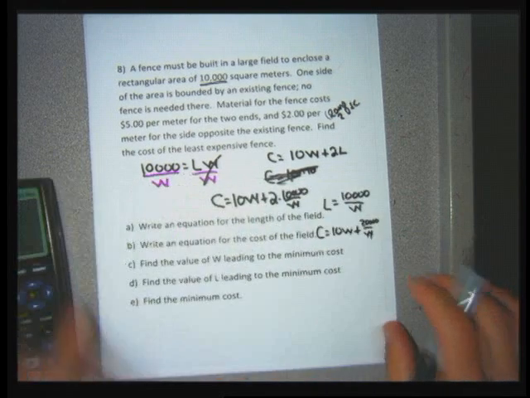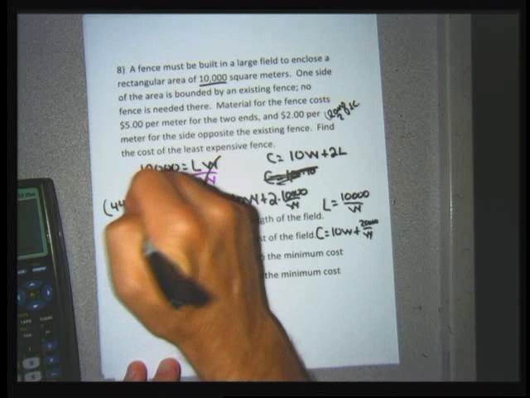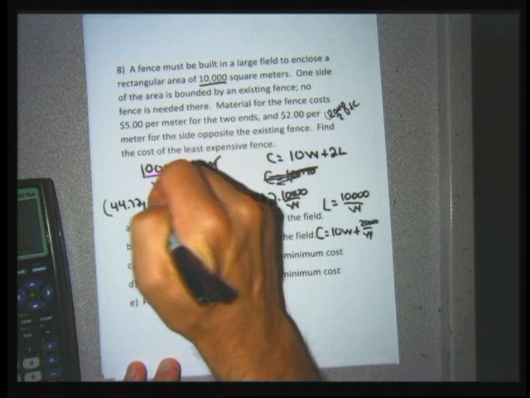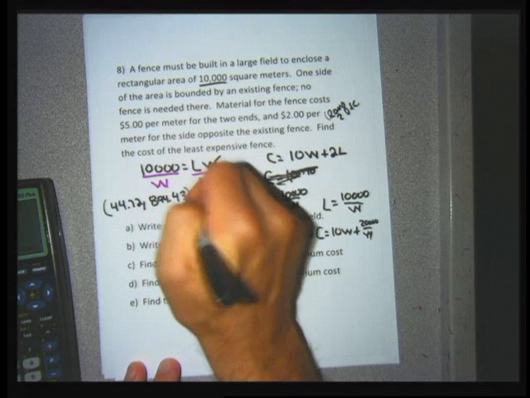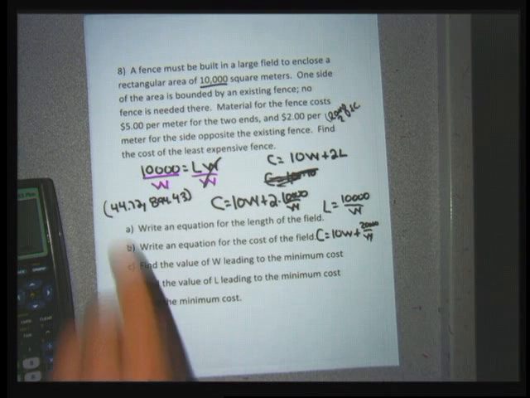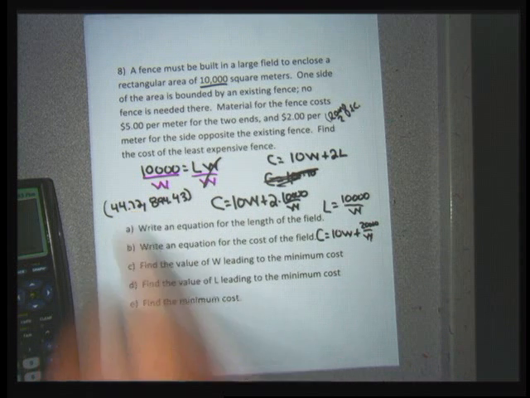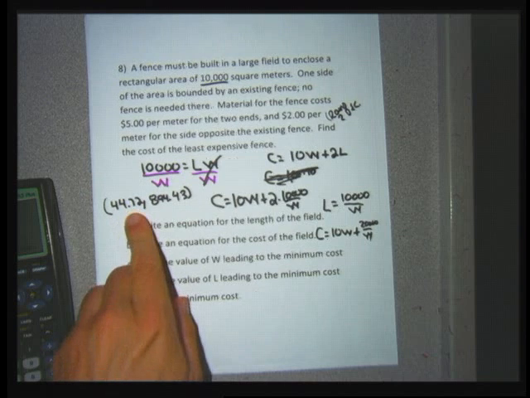So the vertex that I came up with was this, 44.72 comma 894.43, and that is too far off for me to round it to 45. So if this was 44.9999, yes, I'd live with that. My calculators need to round that a little bit, but it's never going to be that far off.